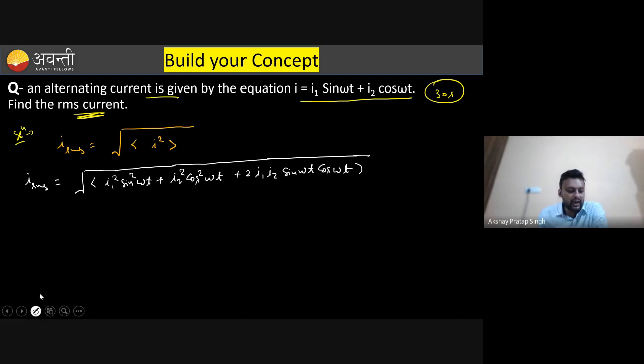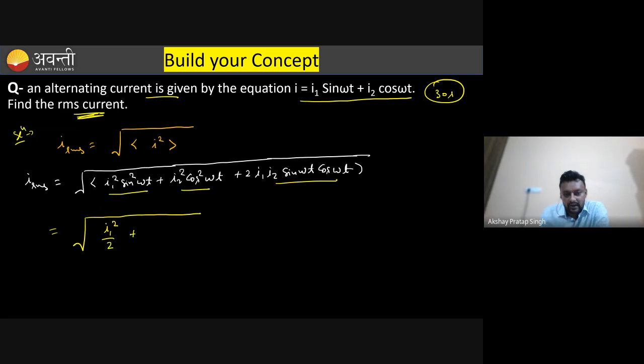Now, if I talk about the average of these values, you can break it like average of first term, average of second term, plus average of third term. And it is very clear. We know the punchlines. Average of sine square omega t is what? Everybody knows. This is 1 by 2. So this is I1 square by 2. Similarly, plus I2 square by 2 plus.